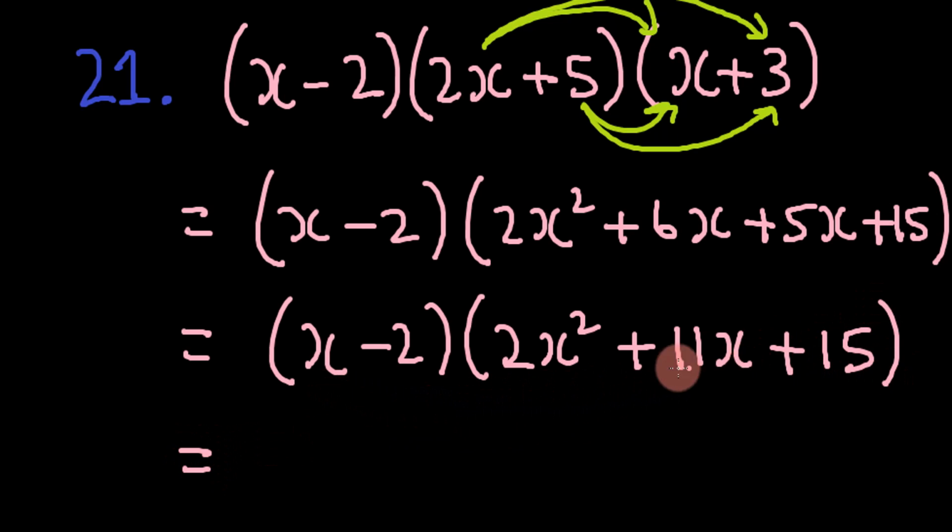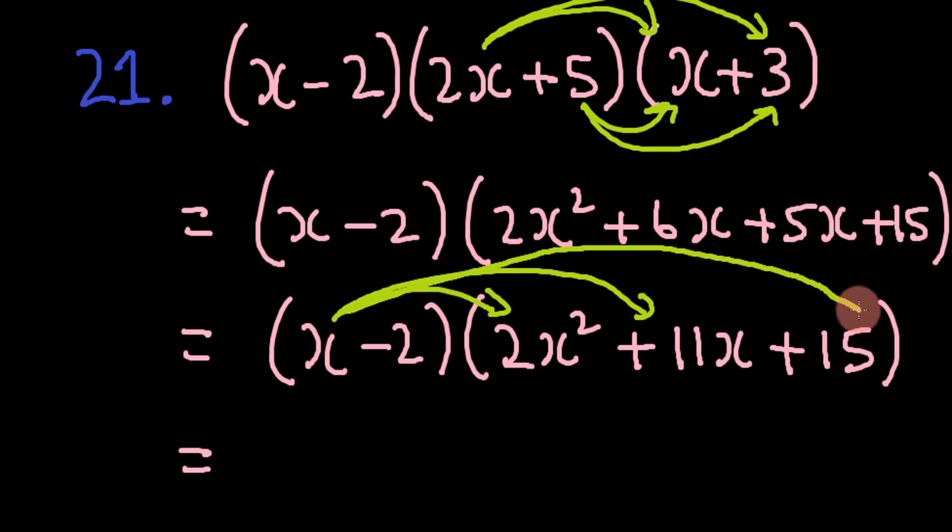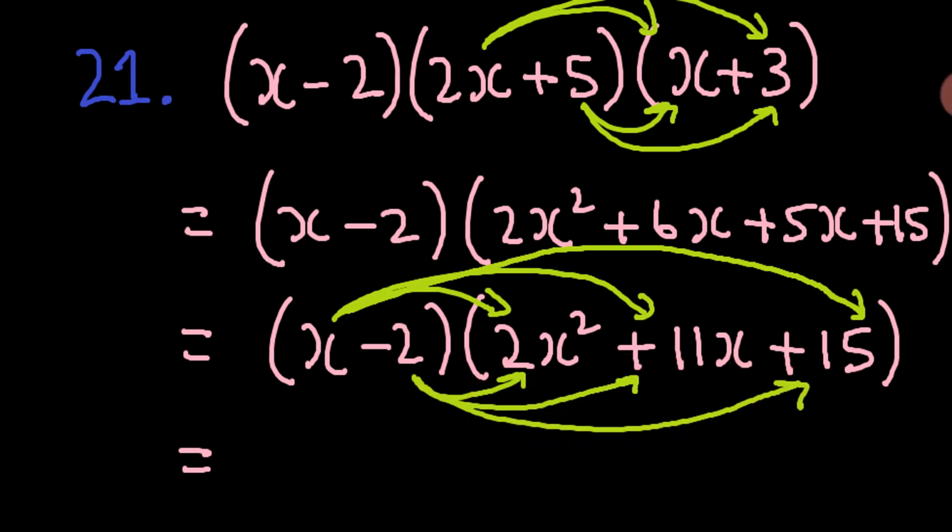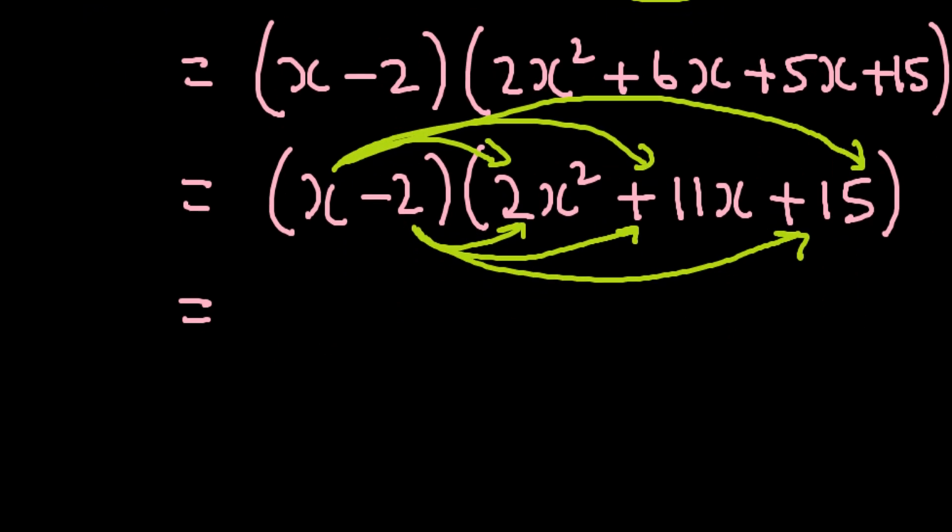Now we can multiply out these remaining brackets. So the first term in the first set of brackets by each term in the second set of brackets. And the second term in the first set of brackets, multiplied by each term in the second set of brackets. So let's do that. So x times 2x squared is 2x cubed. Of course, we're adding the powers of the x's.